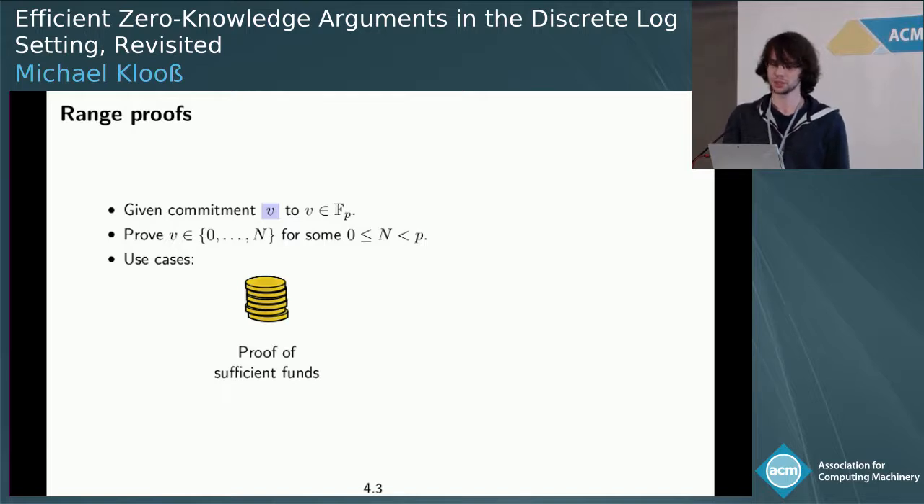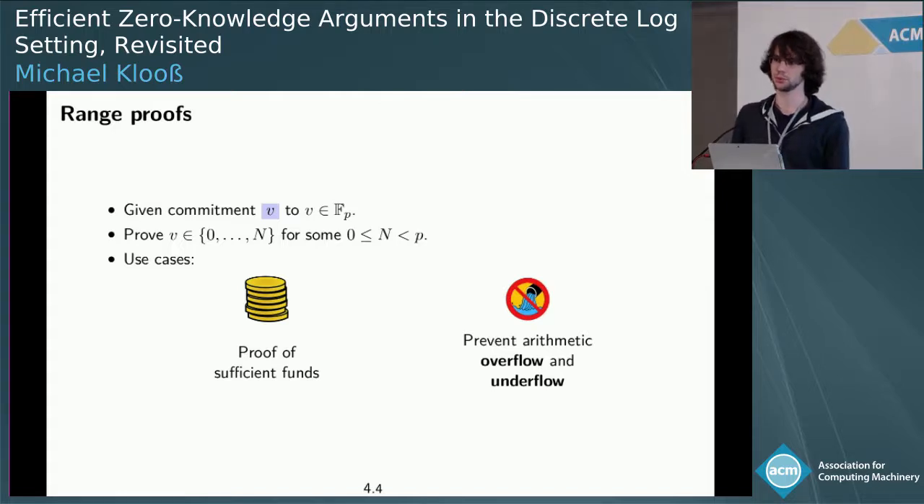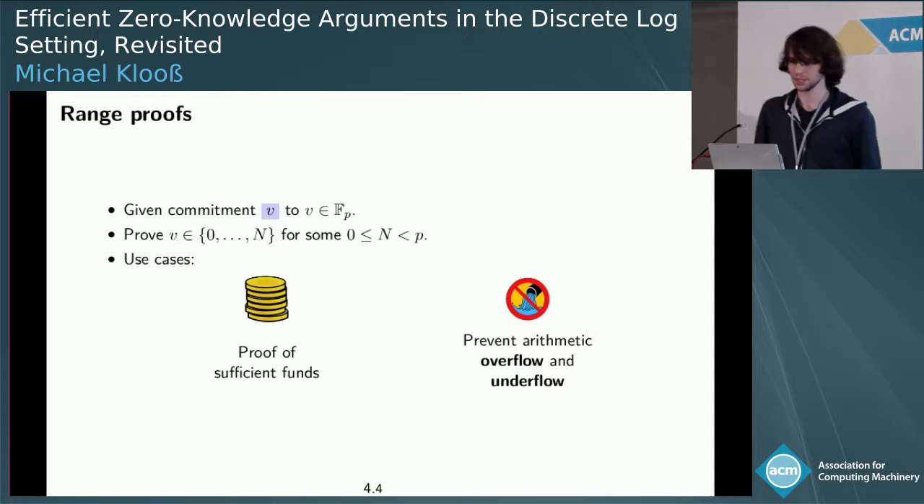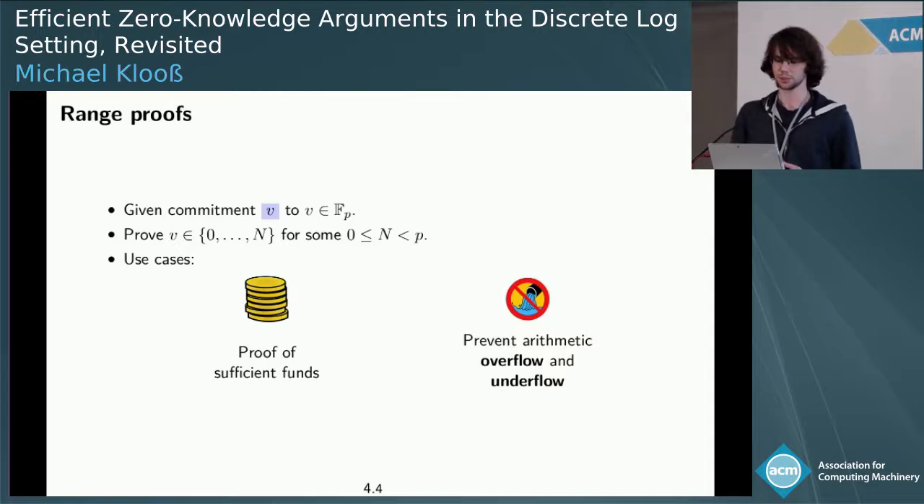And the reason you want to do this is you can have arithmetic over- and underflows, which is a really big problem because if you pay 3 coins and you only have 2, now you have p minus 1, which is a lot. This is the reason why range proofs are really useful and used in a lot of places.